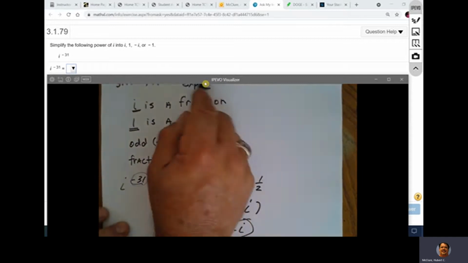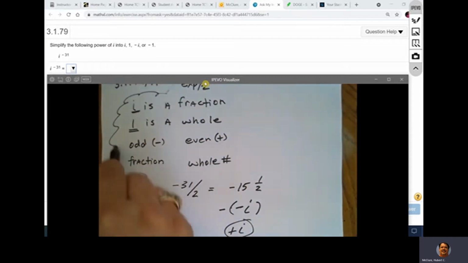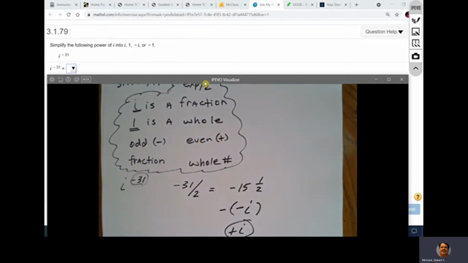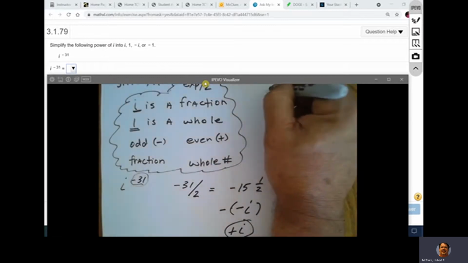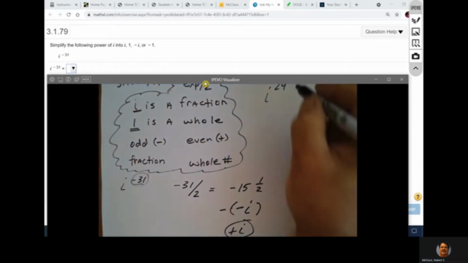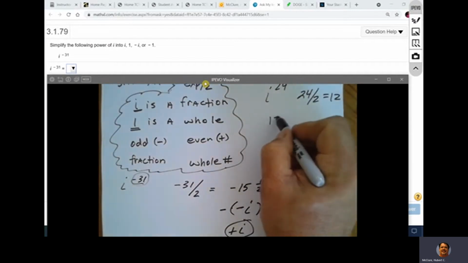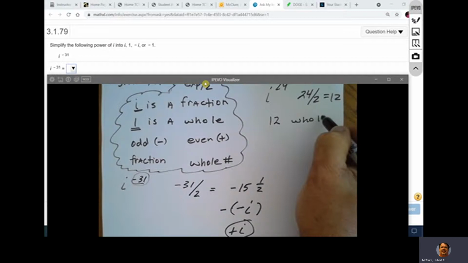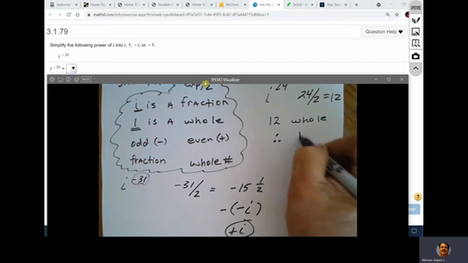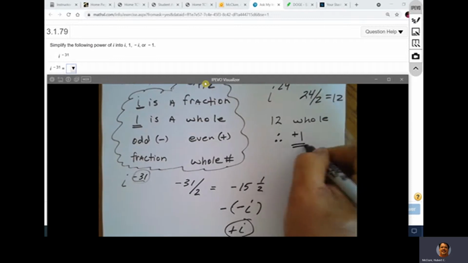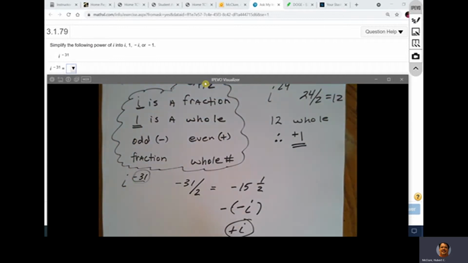I just tell students to remember this. I'll do another one. Let's do i to the 24th power. 24 divided by 2 is 12. Is 12 a whole number? Yes, it's a whole number. Therefore, 1. Is 12 odd or even? It's even. Therefore, your answer is positive 1. And that's the way you do it.